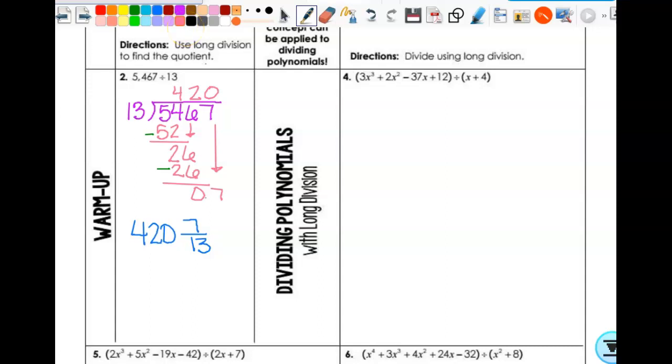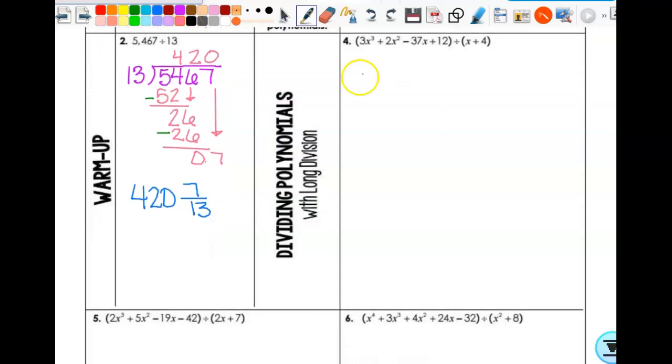We're going to take this x plus 4, and we're going to divide it into... Oh, not a square root. Good Lord, what is wrong with me? Divided into 3x cubed plus 2x squared minus 37x plus 12.